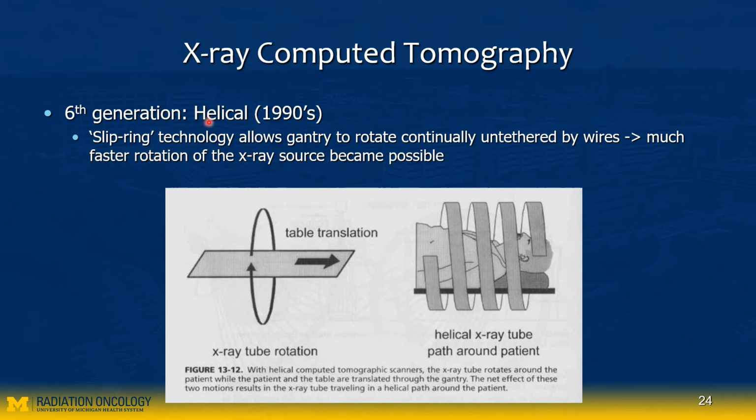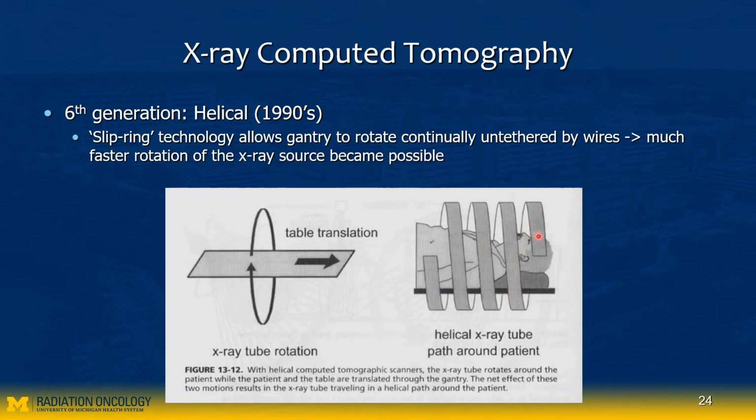And what's helical about it? If you allow the table to proceed while you have continuous rotation of the CT, you create this helical path of X-ray. That helical path allows, basically, it allows this gap.